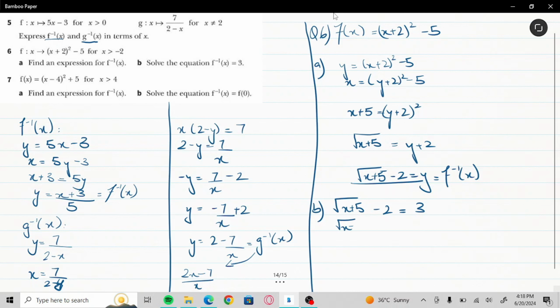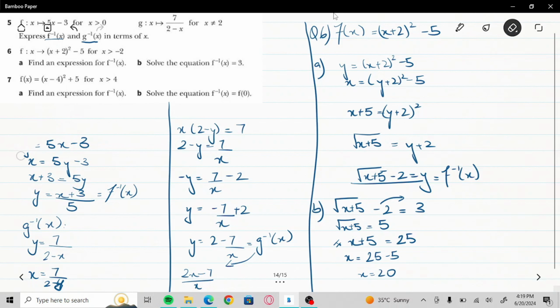Simplify this. Under root (x plus 5) is equal to 3 plus 2, which is 5. Minus 2 will go there and become positive 2, so 3 plus 2 is equal to 5. To remove the under root here, we have to square both sides. So x plus 5 is equal to 5 squared, which is 25. Next, x is equal to 25 minus 5, and x is equal to 20. And that's it for question number 6, part B. Really, it's that simple.